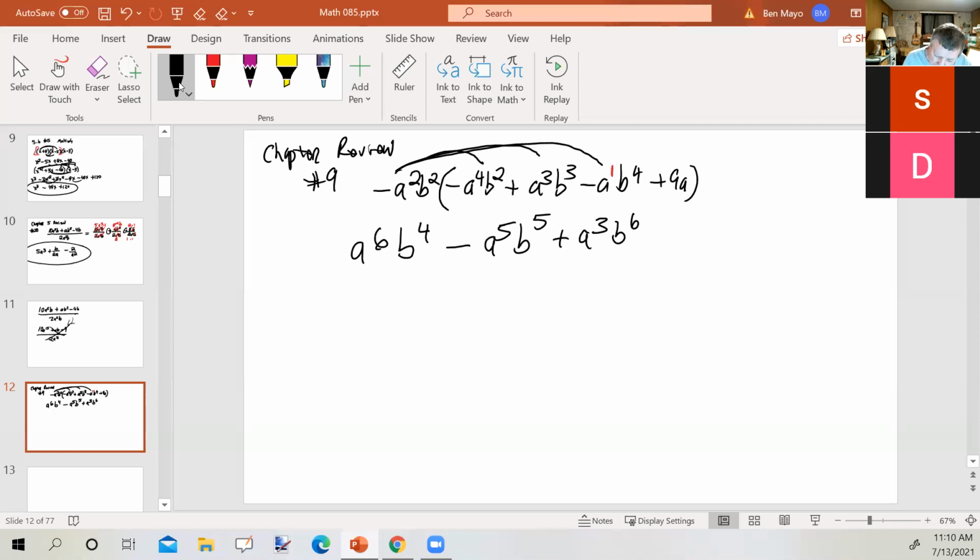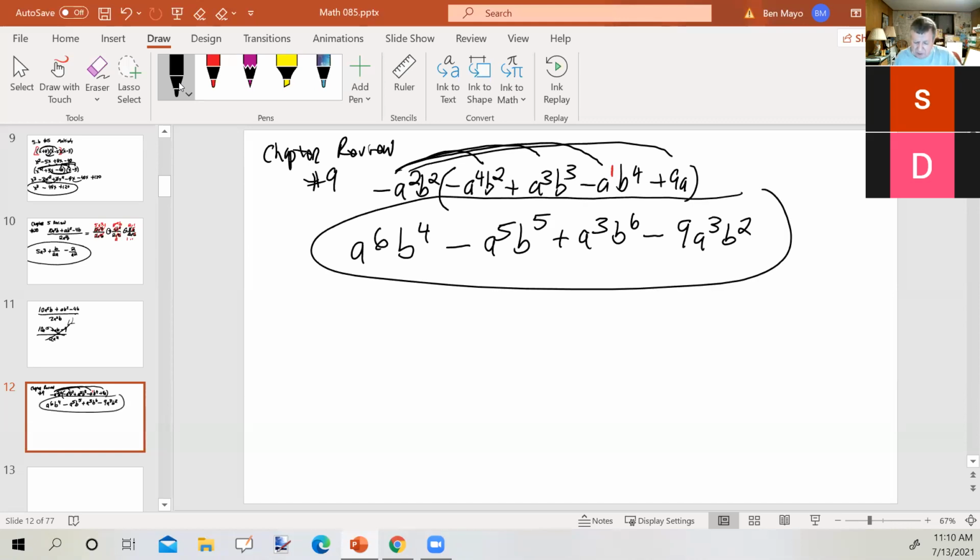And then negative a squared b squared times a plus 9a would be minus 9a cubed b squared. None of these final terms are like terms with any others there. So there's your final answer. And you could put those terms in any order you wanted, but it should still be correct. All right, are we okay with that one?